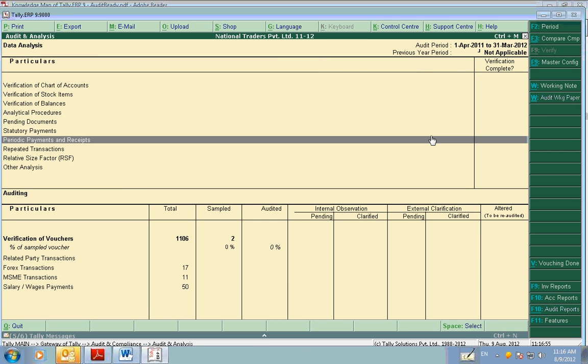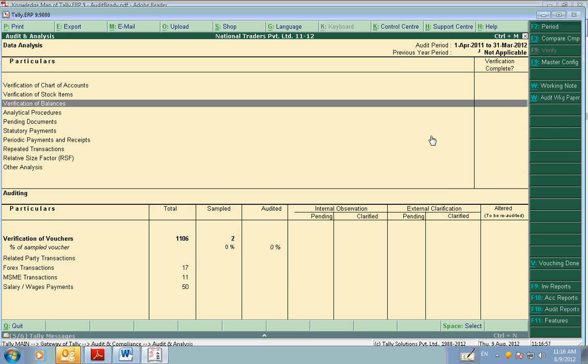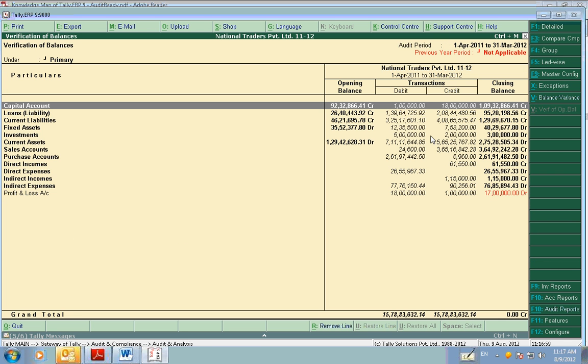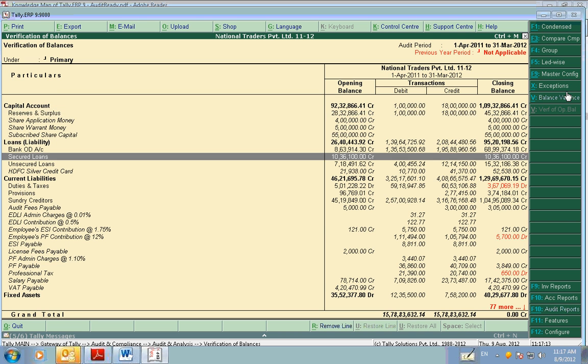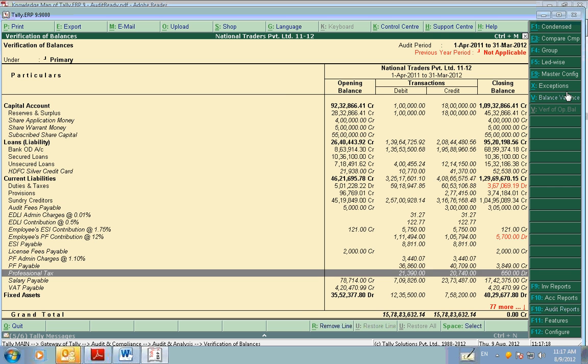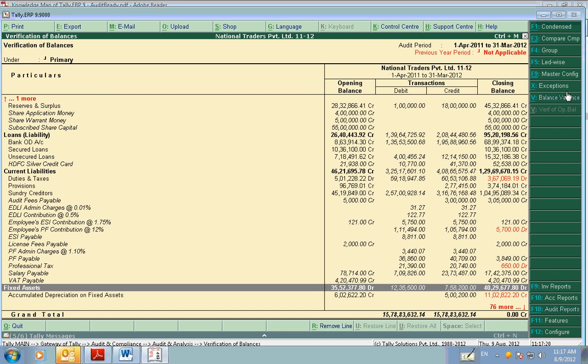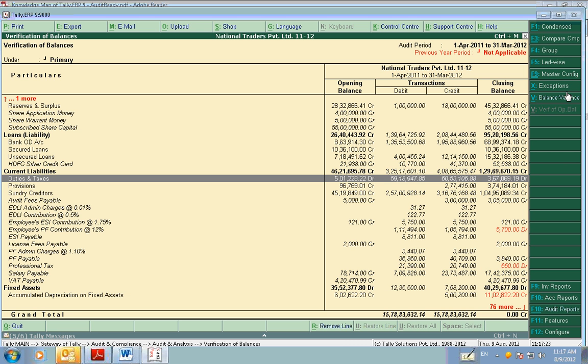Now coming to the verification of balances. If you just click here, these are the various balances, having the opening balance, the transaction debit and credit, and finally the closing balance. So we need to have clarity on what exactly the balances are and why one is appearing with a different value, correct? Tally will help you identify a difference where the debit and credit do not match when compared with the opening balance.